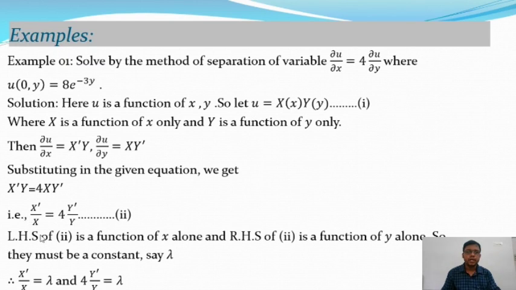So the left hand side of equation 2 is a function of x alone, and the right hand side of equation 2 is a function of y alone. Okay, so they must be a constant, say lambda. So we will take x dash by x is equal to lambda, as well as 4 into y dash by y is equal to lambda. So from equation 2 we get x dash by x is equal to lambda, as well as 4 into y dash by y is equal to lambda. And now we solve the two equations separately, and from this we will get the general solution.